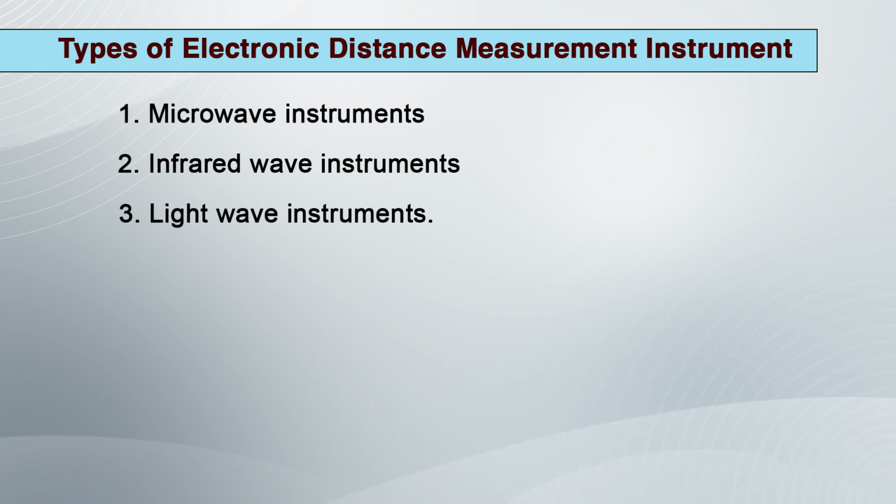First, the microwave instrument. This instrument makes use of microwaves and is named the tellurometer. This instrument uses microwaves to measure the distance between the 2 points. They are light and highly portable. The tellurometer can be used in day as well as at night. The range of this instrument is up to 100 km.